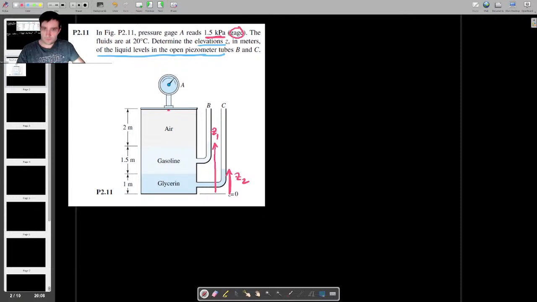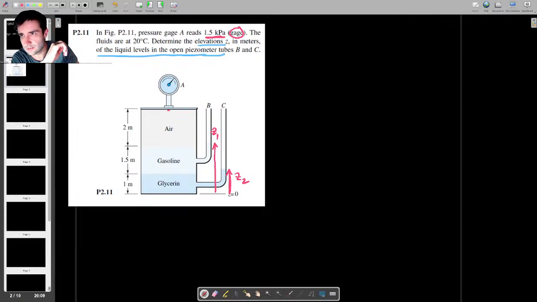Right, so the way in which I would do this is I would use what I call the horizontal line test to figure things out. What I like to do is draw a dotted horizontal line which passes through the same liquid. So let's consider that boundary between air and gasoline, right?